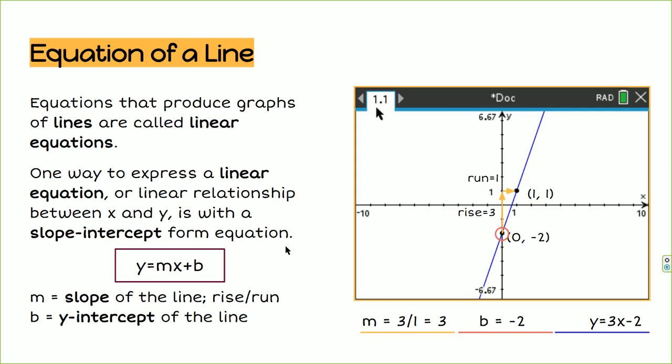When we start looking at lines of best fit later this week, we are going to use this same form, y equals mx plus b. You'll see this letter change. We'll call it something else because statisticians like to be different, but this form will be exactly the same.